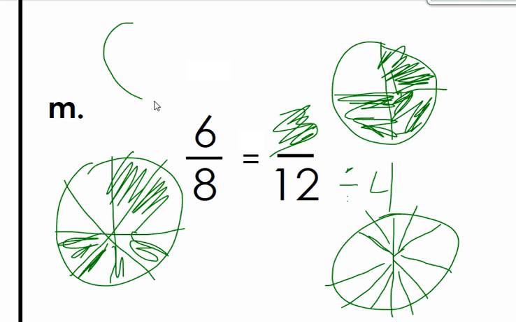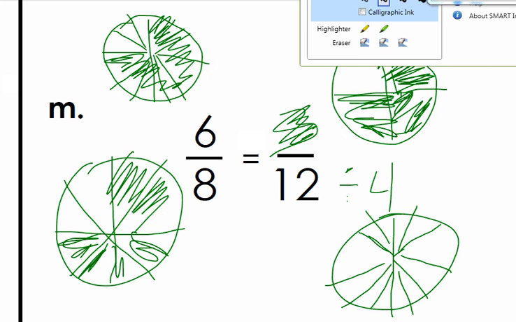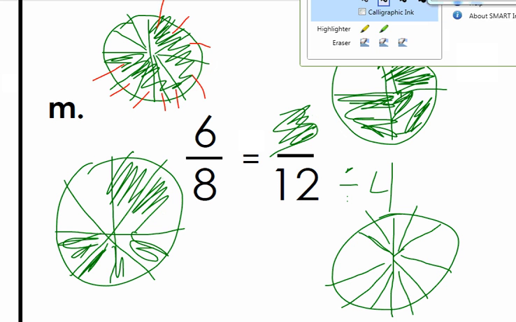Now let's do another one. Here, here, here, here, here, and here. And I want 3/4. I'm going to color this. So I actually colored 1, 2, 3, 4, 5, 6, 7, 8, 9. I colored 9 of them. So my answer is going to be 9.